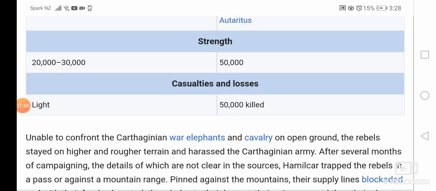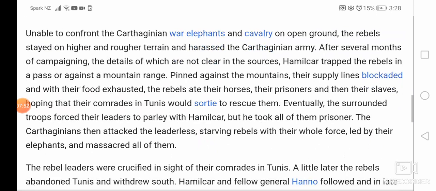Casualties and losses: light; 50,000 killed. Unable to confront the Carthaginian war elephants and cavalry on open ground, the rebels stayed on higher and rougher terrain and harassed the Carthaginian army. After several months of campaigning, the details of which are not clear in the sources, Hamilcar trapped the rebels in a pass or against a mountain range.